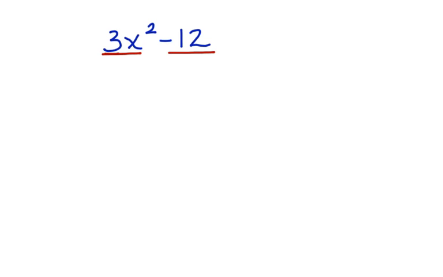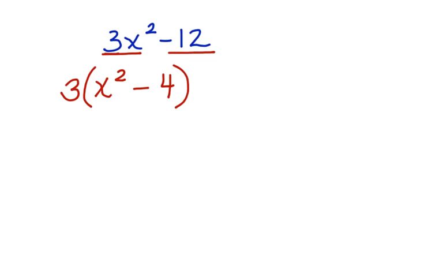What's a common factor of 3x squared and of 12? Well, we can say that 3 is a common factor of both of these terms. So let's take out the 3. If I take a 3 out of the first term, I'm left with x squared. Bring down the subtraction sign. If I take a 3 out of 12, I'm left with 4. Now I have 3 times x squared minus 4.